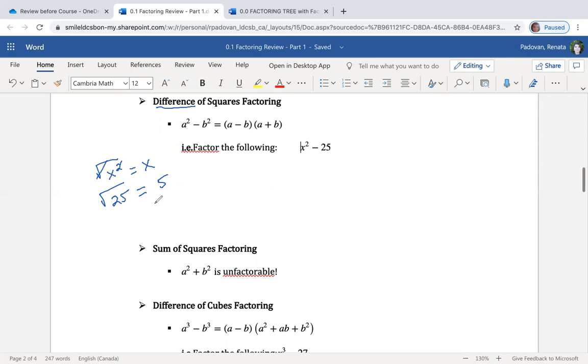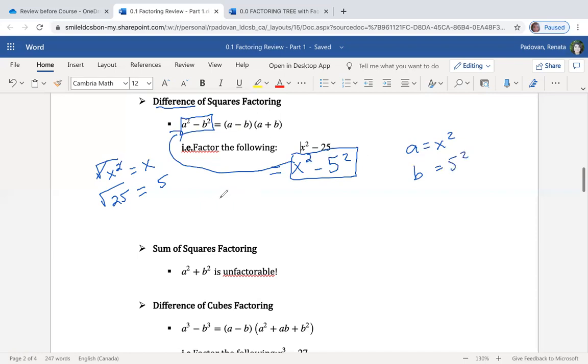So once I figure out that it is a difference of squares, how do I write out my answer? One way to start writing it out, if you realize this, is you could start writing it out as x squared minus 5 squared, if that helps you, so that it looks like this example here, a squared minus b squared. So then in this case, a would be x squared and b would be 5 squared. And then you just follow these steps.